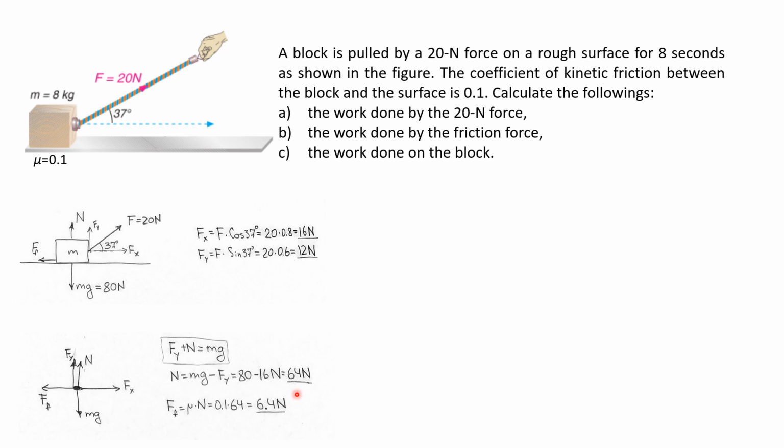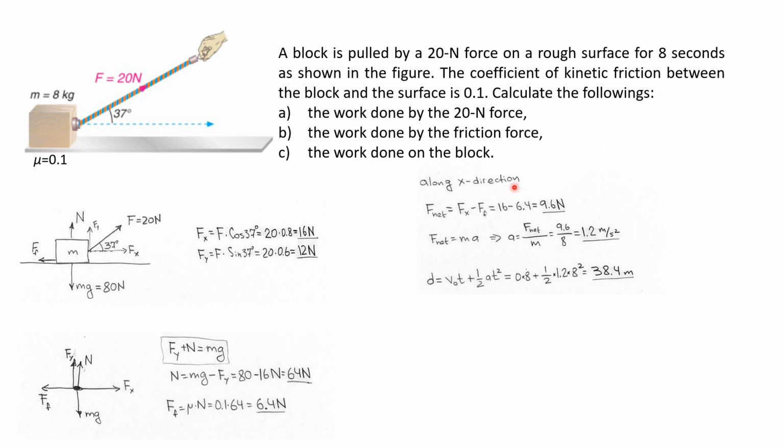Hold on, we know that work is force times distance. We are not given the distance, but we are given the time that we apply the force, or time the block travels. So we can calculate the distance traveled using this information. How are we going to do this? Well, let's look at the forces along the x direction. Net force is going to be Fx, because the block is moving in this direction, minus friction force, which is 16 newtons minus 6.4 newtons, which is going to be equal to 9.6 newtons.